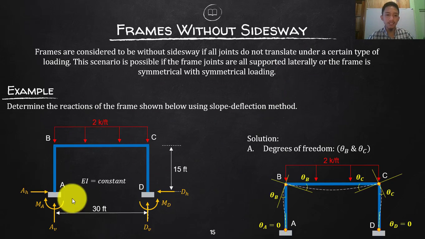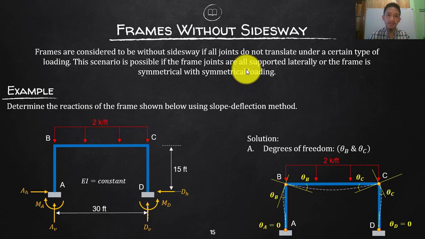But in this case, this is actually not supported laterally, because if I am going to load that one, let's say I will try to put a lateral loading that will push our frame to the right, then this will bend. Even if these supports are fixed, that will bend if there is a lateral loading, because again these joints on top are not restricted or are not supported laterally. So again, if I am going to load this frame here laterally, then there will be a deflection or translation at joints B and C.